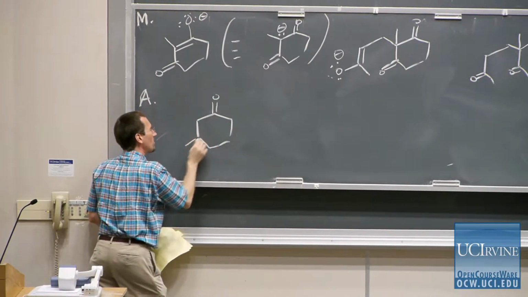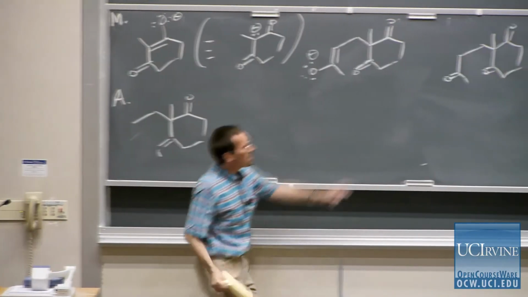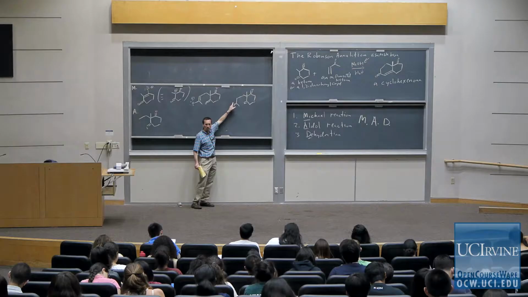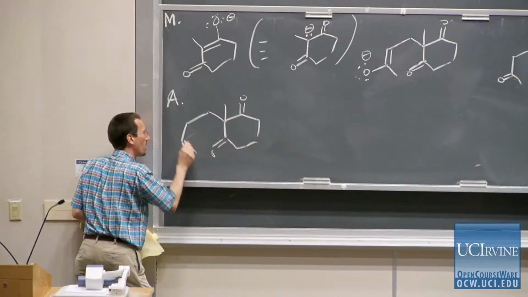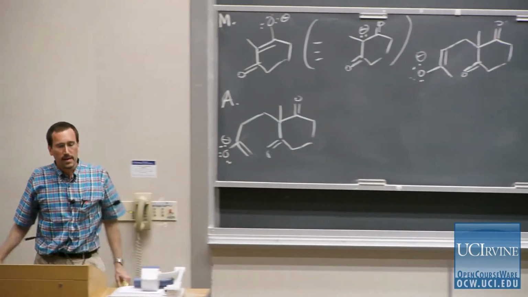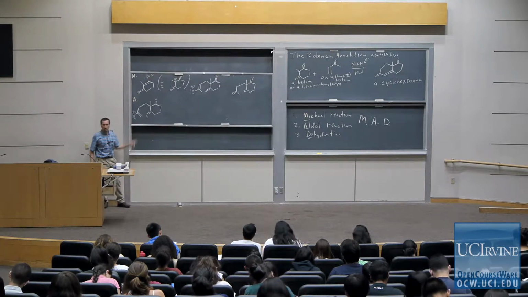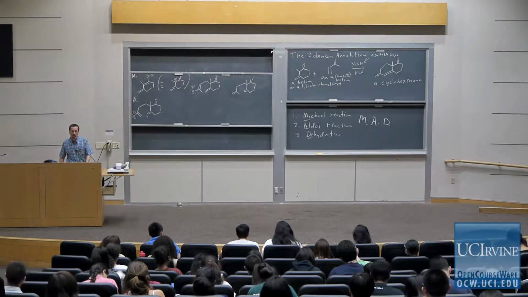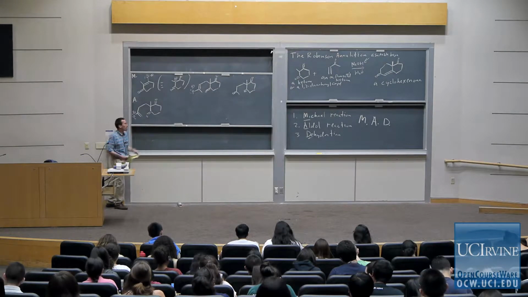So we can imagine, if you want to write a curved arrow mechanism, your base, your hydroxide, pulling off the alpha proton, pushing in electrons to form a double bond, pushing up electrons onto the oxygen to form an enolate. Now that enolate is poised to form a 6-membered ring. And we said 6-membered rings like to form. We've seen aldol reactions occur intramolecularly to form 6-membered rings and 5-membered rings.